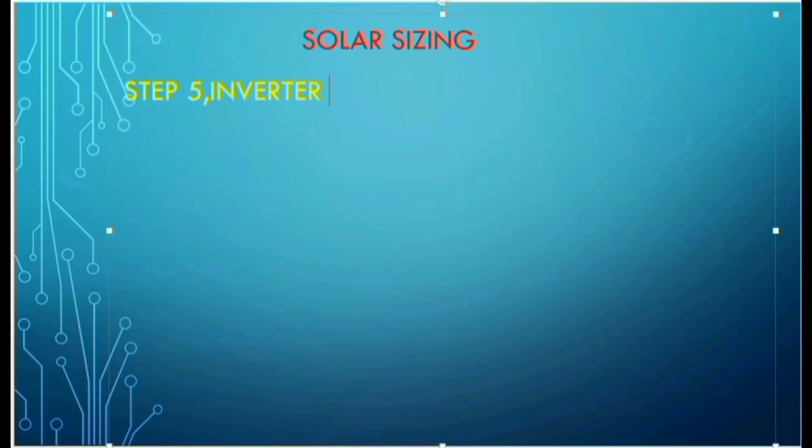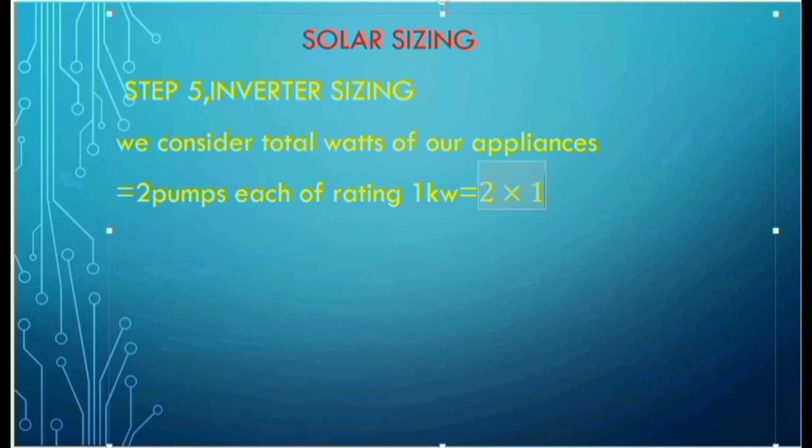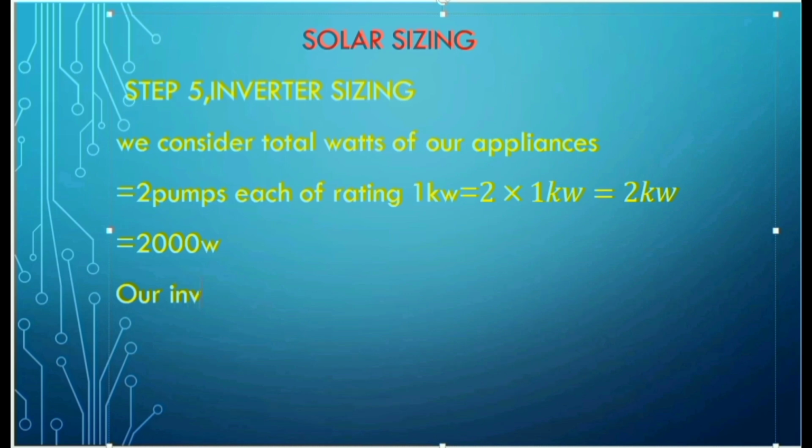Step 5 and our last step, we look for inverter sizing. The inverter to be connected to our solar system. In this, we consider the total watts of our appliances. In our appliances, we have 2 pumps, each of rating 1 kilowatt. That is 2 times 1, which is 2 kilowatts. Changing to watts, we get 2000 watts. 2000 watts is our total watts.